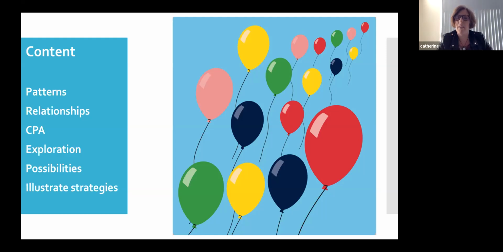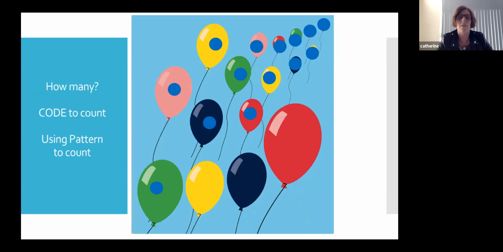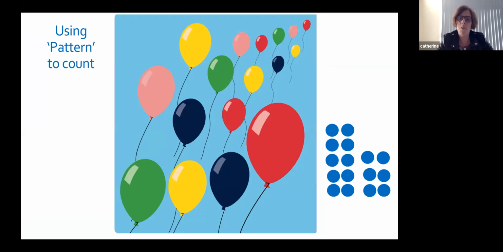So how do we do this? We do it through pattern. To find out how many, we're going to simplify this task by covering each balloon with one counter. And then here they are, all covered with a counter. And then we take the counters off and we put them into a pattern. The pattern of 10 on the left and the pattern of 6 on the right. Representing numbers in patterns that children can recognize without counting is a key support for their mathematical discussions.